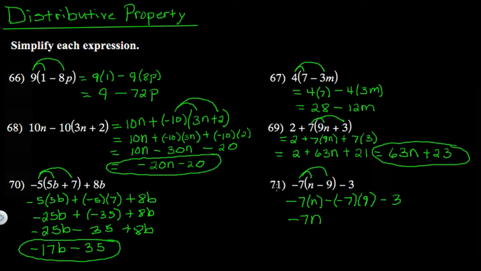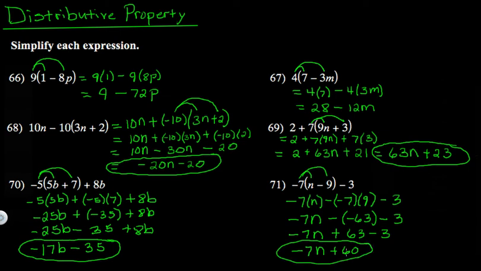Negative 7 times 9 is negative 63. So this is minus a negative 63, and then minus 3. So let's simplify. Negative 7n minus negative 63 is plus 63 minus 3. But then, of course, 63 and the minus 3 are like terms, so 63 minus 3 is 60. So our final answer here is negative 7n plus 60. And that is how we do it, the distributive property.